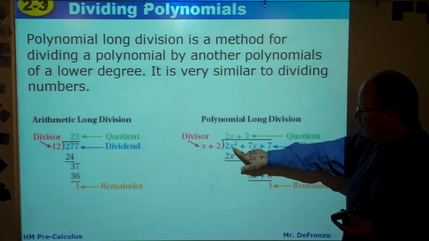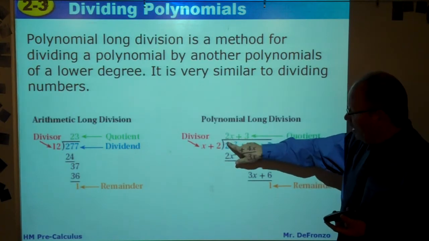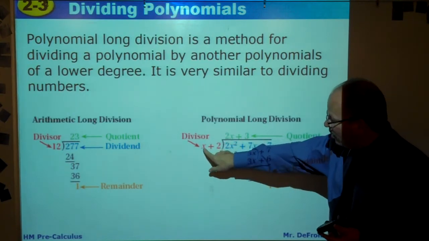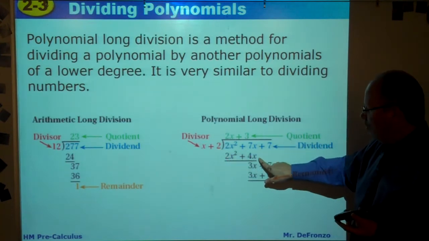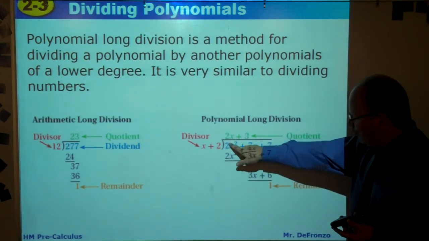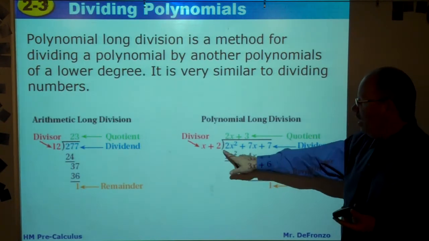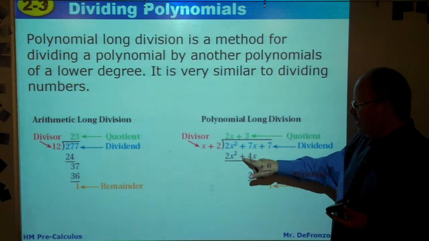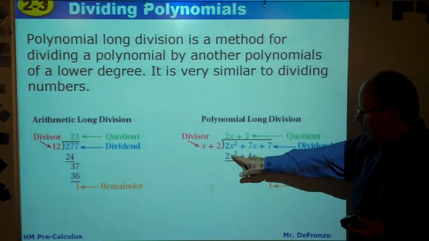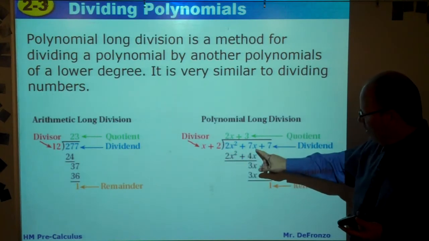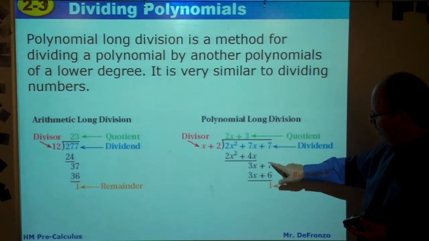And x goes into 2x squared 2x times. So then we take this 2x and we multiply it times the x and times the 2. We put the result here. We subtract these from the number above. I like to change the signs of them and add. It's the same difference. But subtract these. Take it away from the top number. The result, 3x, and carry down that 7.